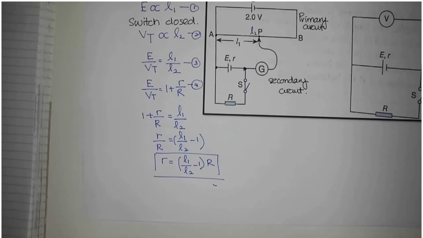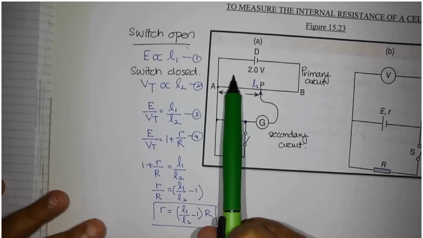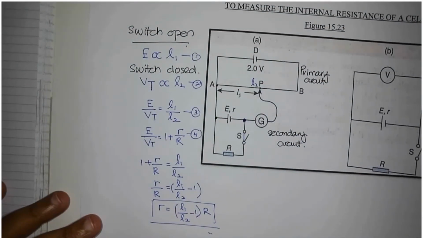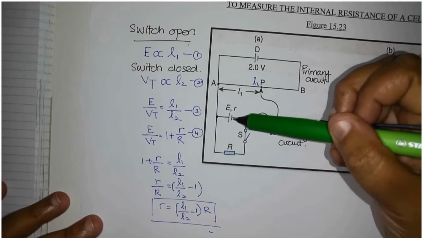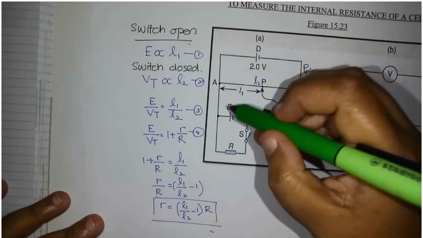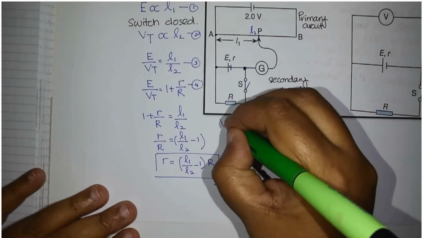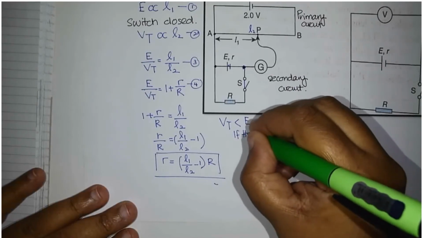The most important concept is, when the switch is open, what does the potentiometer read? The potentiometer will actually read the EMF of the battery. When the switch is closed, the potentiometer will read the terminal voltage, because there will be a voltage drop inside the cell due to the internal resistance. So the value of Vt will not be the same as the value of E. It will be lesser than E if there is internal resistance.